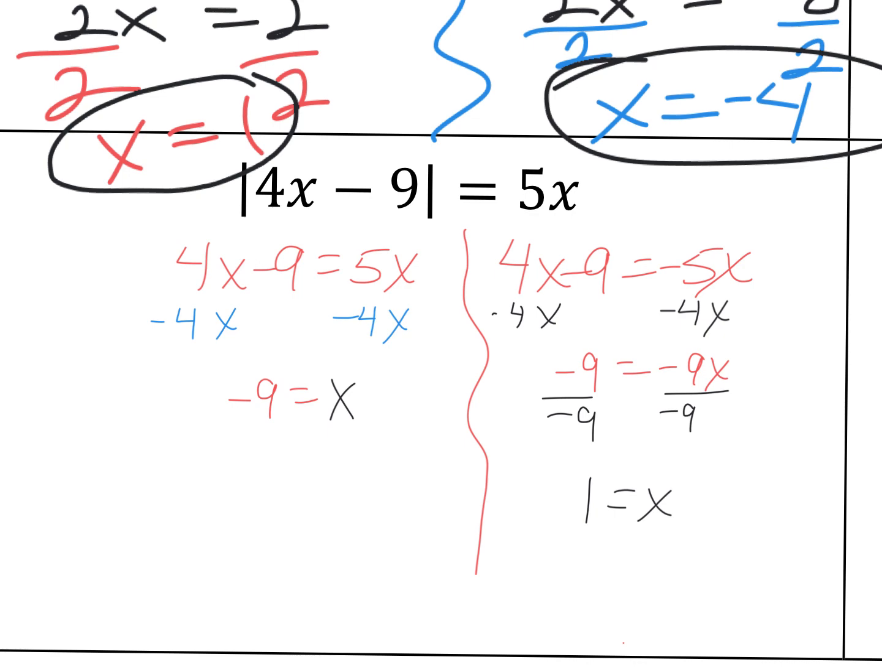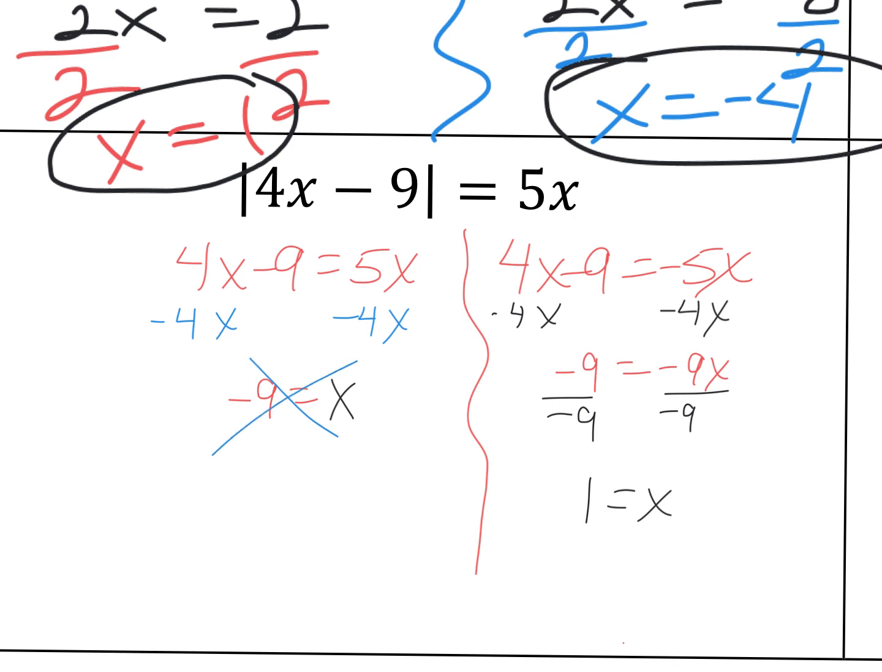So let's check our solutions. If you plug in negative 9 here, 4 times negative 9 is negative 36, and negative 36 minus 9 is negative 45, but the absolute value of negative 45 is 45. But on the right, 5 times negative 9 is negative 45. So that one is not going to work.